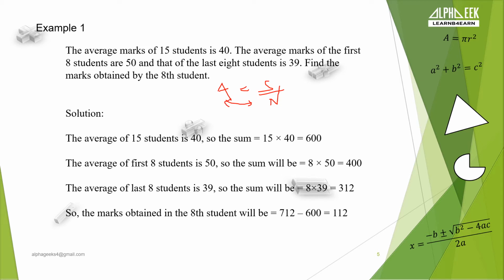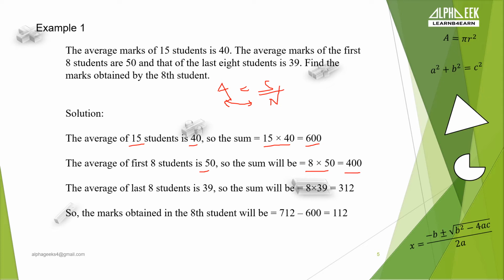So based on the information we have, first we'll find the sum of the marks of all 15 students. We know the average is 40 and the total number of students is 15. So the sum will be 15 into 40, that will be 600, correct? Similarly, the average of the first 8 students is 50. Then the sum of marks of the first 8 students will be 8 into 50, that will be 400, correct? So we have 400 here.